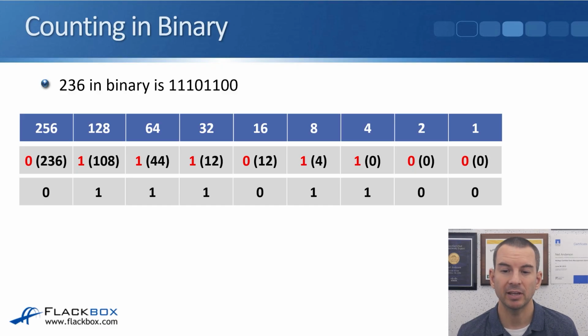As a final check, you should always have 0 left over. So if you get down to the 1 column and you've still got digits left over there, that means that you've made a mistake, so you should go back and do it again.